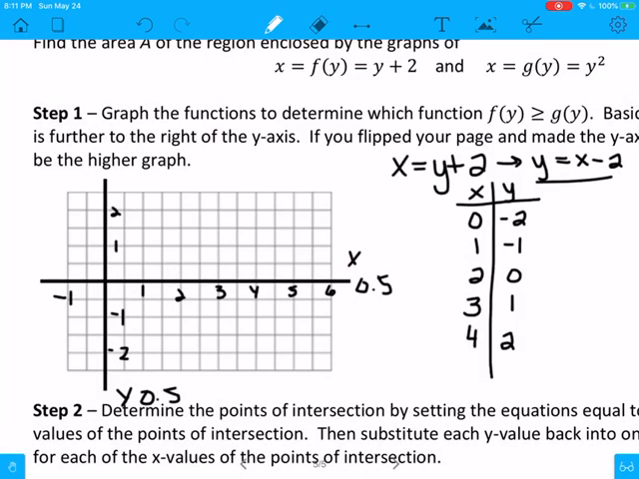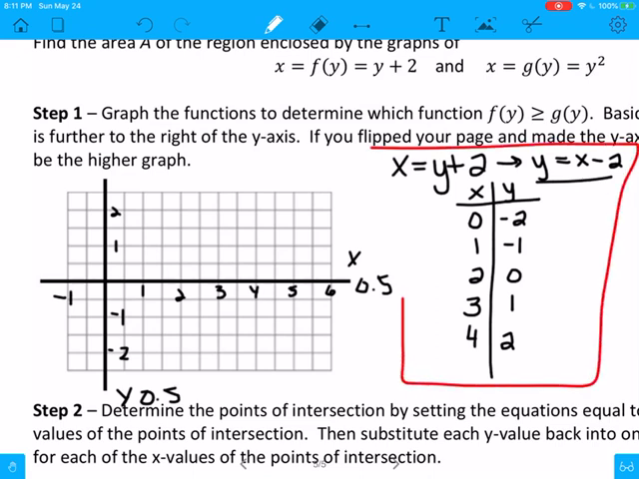I'm going to sketch this as a red graph. So 0 and negative 2, 1 and negative 1, 2 and 0, 3 and 1, 4 and 2. So that is actually the line x equals y plus 2, just so we know.